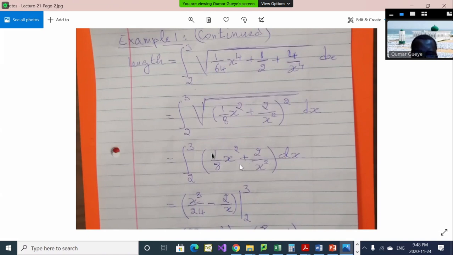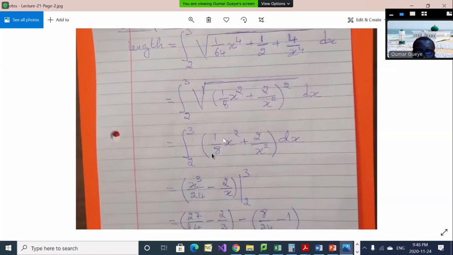And now we use the power rule for integrals. So the antiderivative of x squared is going to be x cubed by 3. But x cubed by 3 times 1 over 8 gives us x cubed by 24. And the antiderivative of 2 over x squared is going to be minus 2 over x by using the power rule again, because the x squared you can send to the top. It becomes 2 times x to the power minus 2. And you use the power rule, it becomes a minus 2 times x to the power minus 1. And you bring it down, it becomes over x.